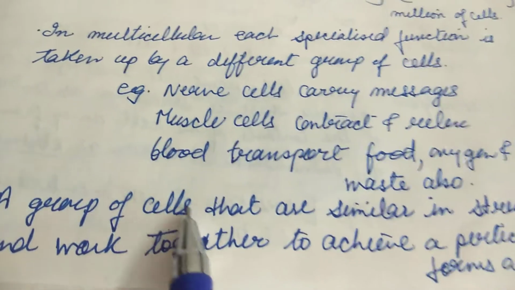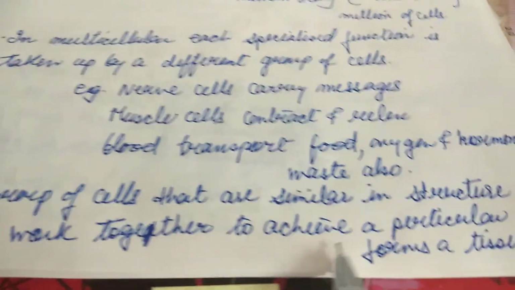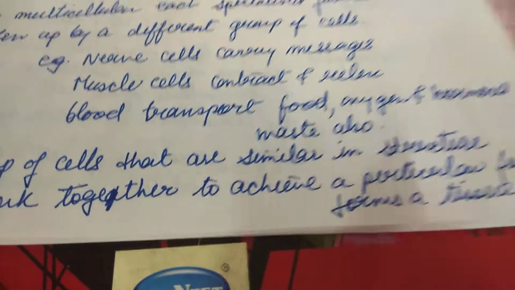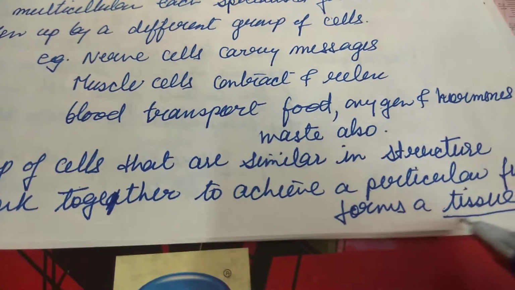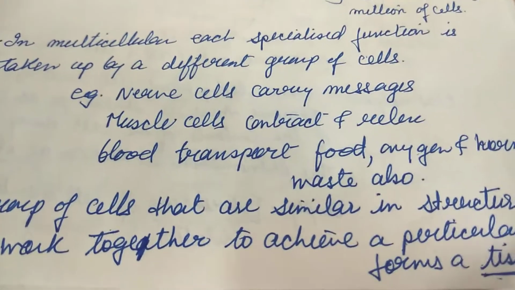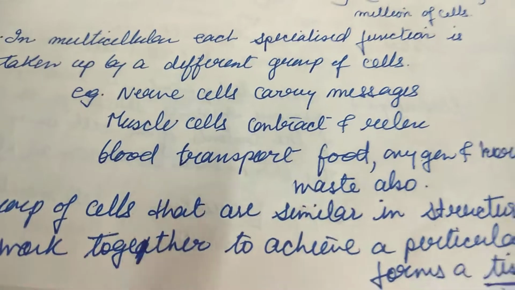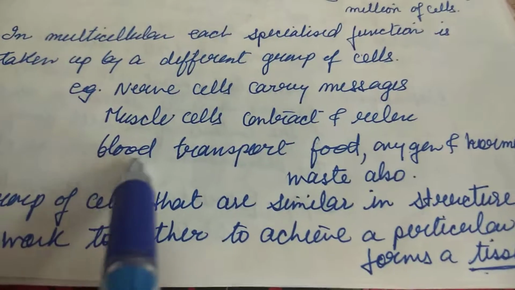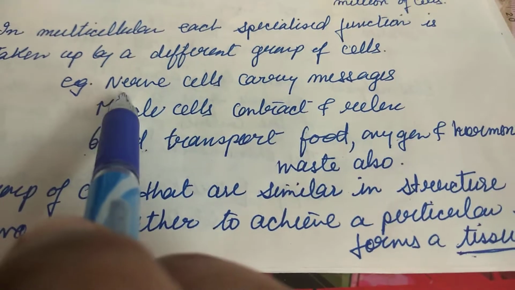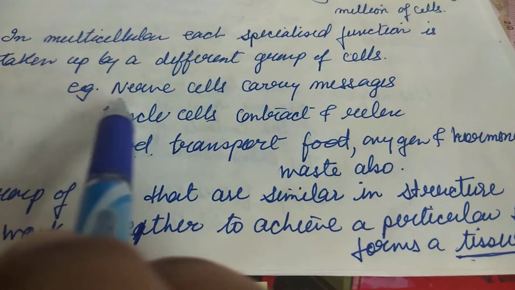A group of cells that are similar in structure and work together to achieve a particular function forms a tissue. Right? So what we mean by tissue? These are the group of cells that are similar in structure and they work together to achieve a particular function. Like for example, this blood, it's a tissue. Right? Nerves. The nerve cells, they combine and form nerve tissues.